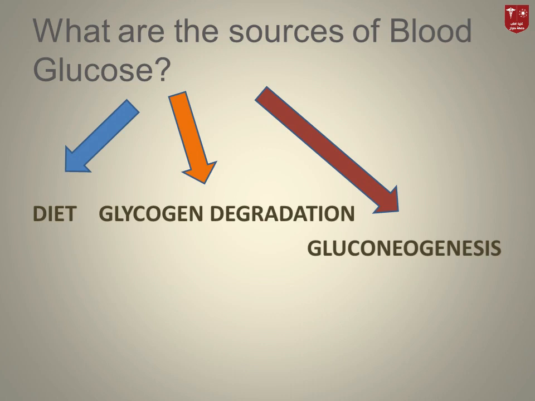We have three main sources of blood glucose. The main source is glucose of the carbohydrate diet, and this is the main source of blood sugar during the well-fed state, of course. The other two sources are glycogen degradation and gluconeogenesis, and these two sources are obtained during the fasting state.